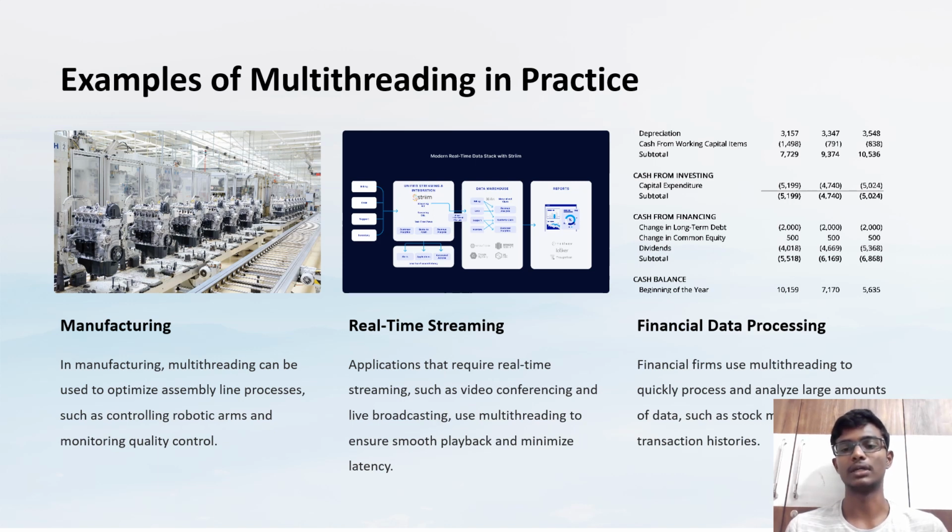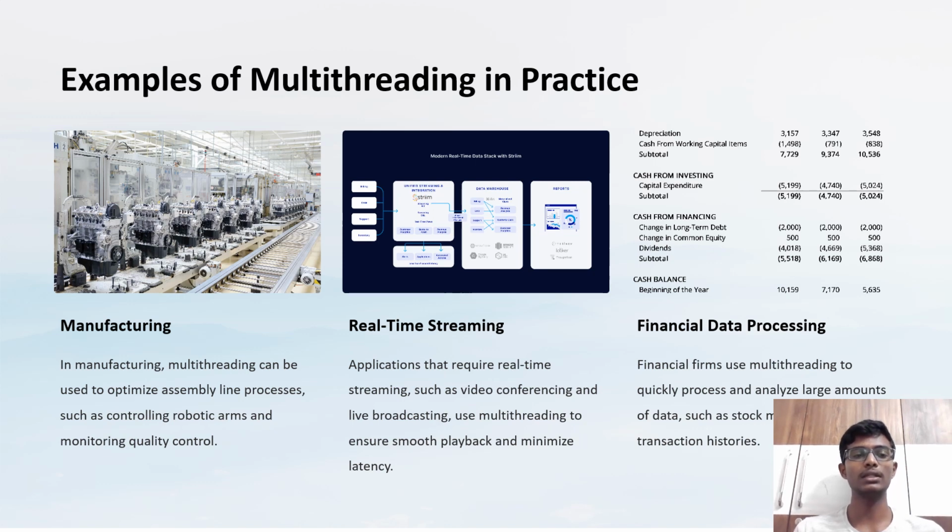Financial data processing. Financial firms use multithreading to quickly process and analyze large amounts of data, such as stock and historical transactions, etc. And these are the common examples of multithreading in practice. There are many more examples in practice, which we will be discussing later. But these are the most common ones.